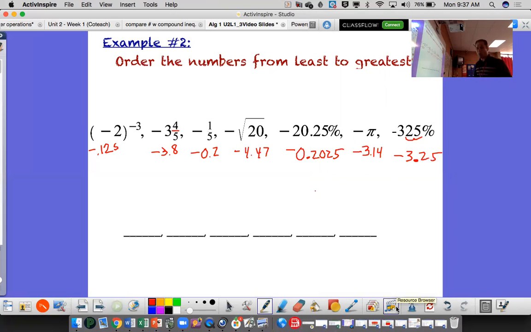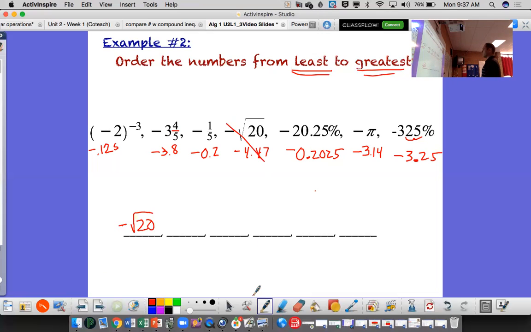Now, remember what I said earlier, the bigger the negative, the smaller the number. So we got to find the biggest negative, and we're going to start with that because it wants least to greatest. Okay, if this was the other way around, we'd have to be careful. The biggest negative is the square root of negative 20, or negative square root of 20. Square root of negative 20 is imaginary. So it wouldn't even be in this real number list. So I'm going to cross that one out because that one's done.